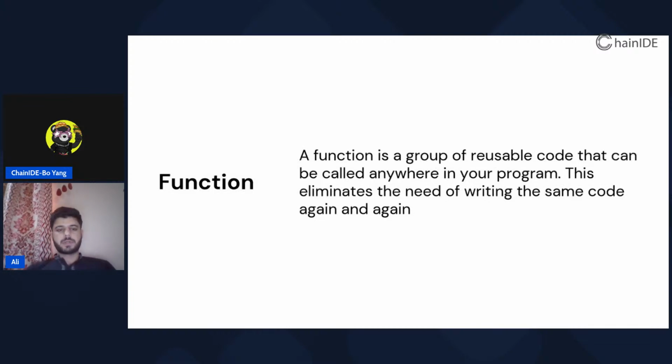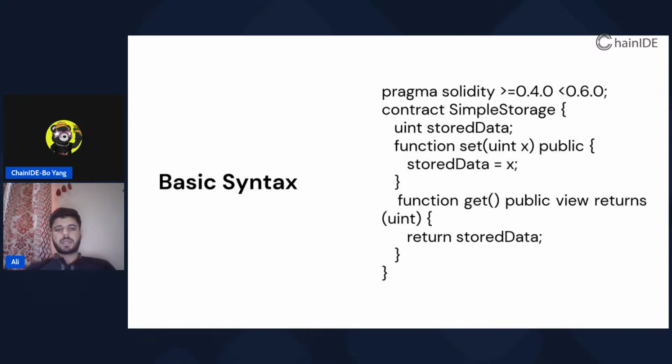Here is the definition of a function again in Solidity. A function is a group of reusable code that can be called anywhere in your program. This eliminates the need of writing the same code again and again. For example, here you can change the values for unsigned int, but you can use the same function for different values. You don't need to write different code for different values. You can use the same code and change the values. So this is the reusability.